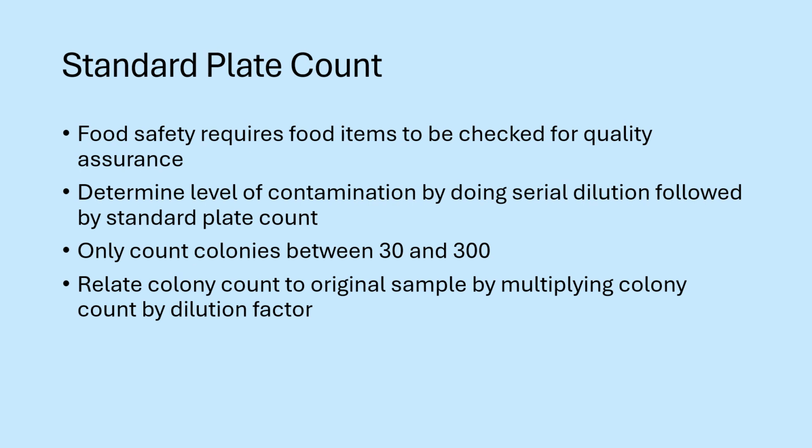Remember, you will only count between 30 and 300 colonies. In whatever count number you get, then you're going to multiply that by the dilution factor to be able to relate it back to the original sample to say it has X number of bacteria per milliliter.